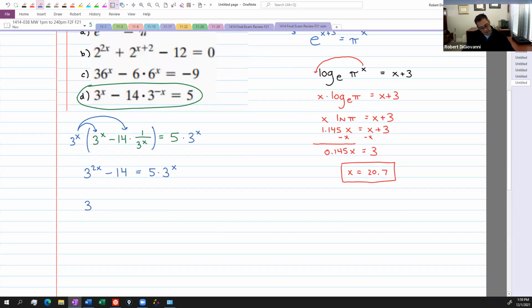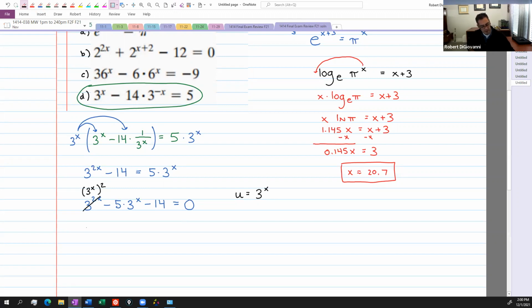Now what I do is I bring everything to one side, and I put it in descending order. I have 3 to the 2x here. This came to the left side, became negative. This was already here, equals 0. And now I'm going to make a substitution. I'm going to let u be equal to 3 to the x. Oh, you know what? I should point out this right here is 3 to the x squared. You have to see that step before you can do the substitution.